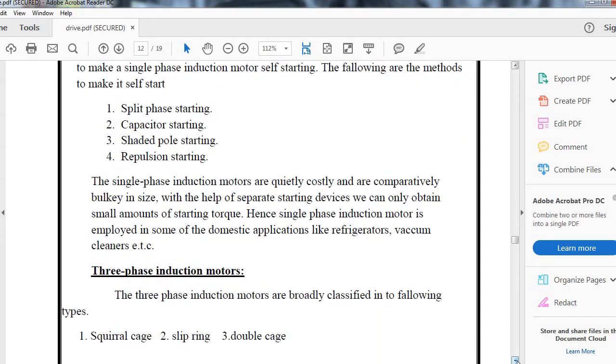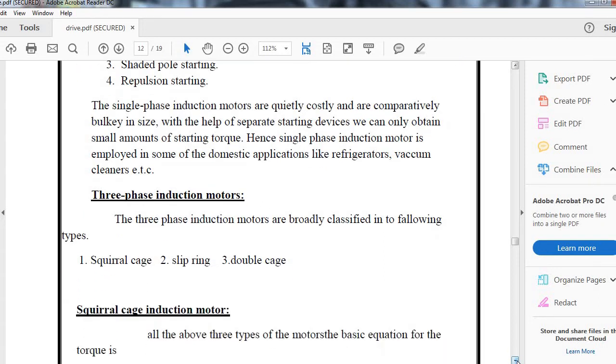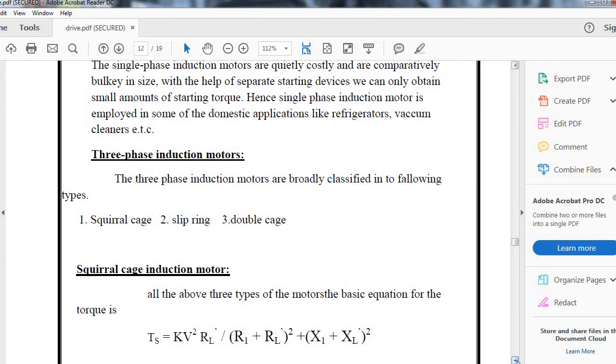Whereas if we look at the three phase induction motor, they are again classified as squirrel cage, slip ring, and double cage. All the above three types of motors are based on the basic equation of torque as given below, that is, starting torque is equal to kV square RL upon (R1 plus RL) square plus (X1 plus XL) square, where RL is the load resistance, R1 is the primary or starting input resistance, and similarly for reactance X1 and XL.